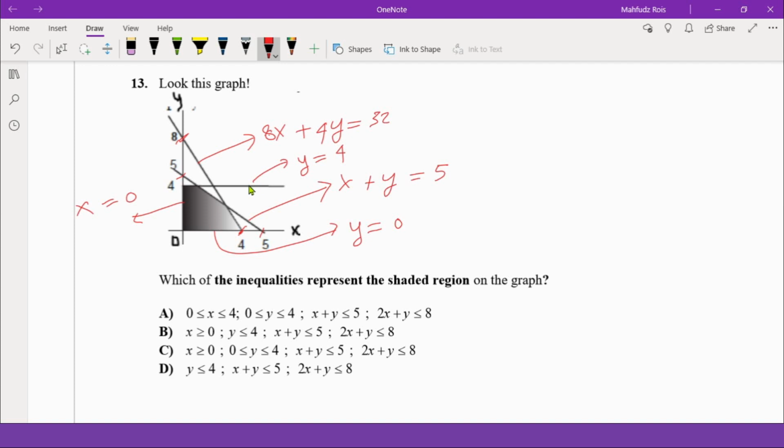Okay, to determine the inequalities, you look at the region for each equation. The first, the region under this line means less than. Okay, less than. And then for this line, y equals 4, the region is under this line, so it's also less than. And for this line, it is also under this line, so again less than.